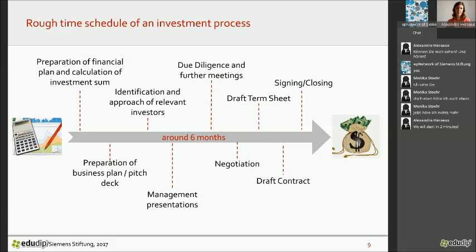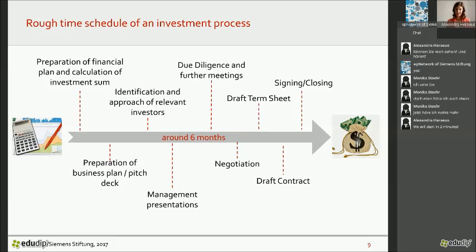Usually what follows is the identification and approach of relevant investors. That is something that we will cover in the following pages, so I don't want to spend too much time here, but it's basically the idea of finding investors, approaching them, giving them first pitches of your company and then continuing the talks.